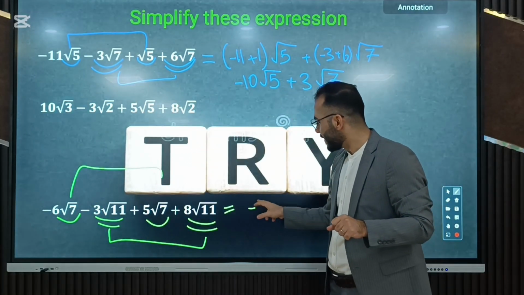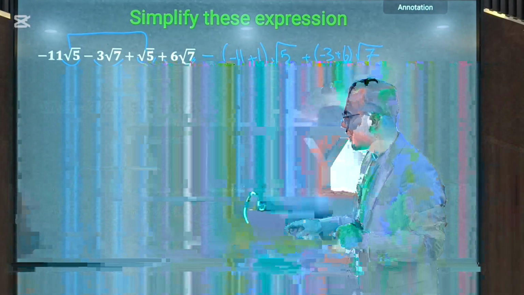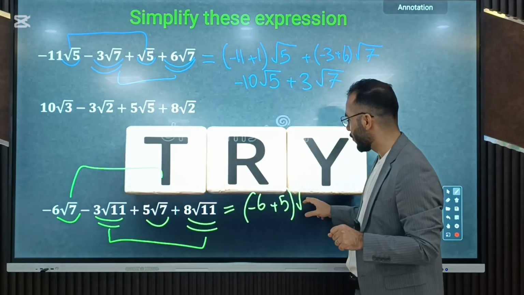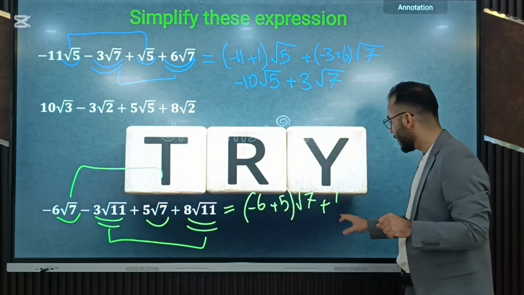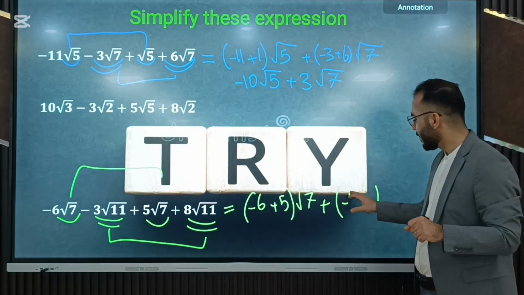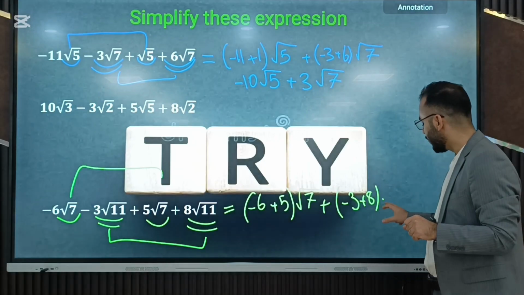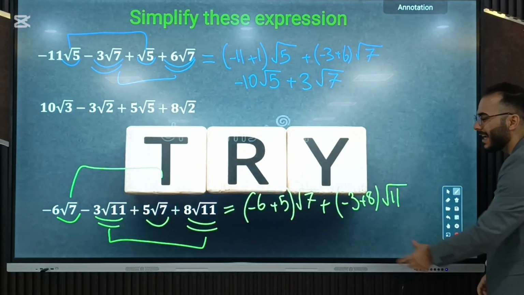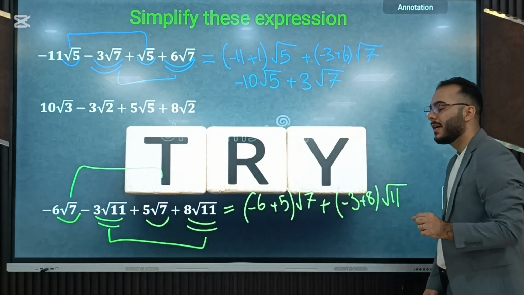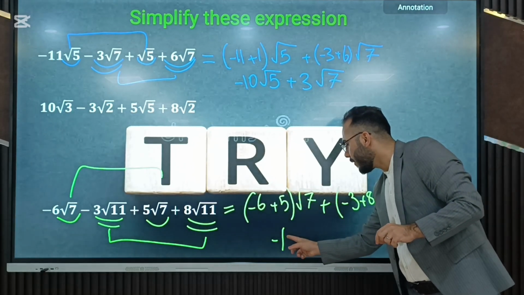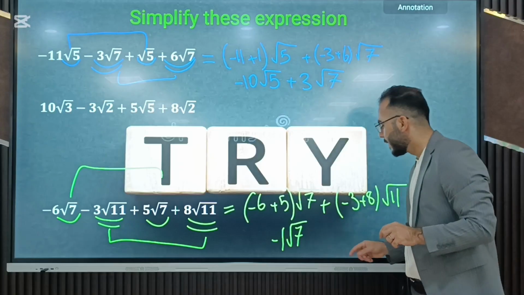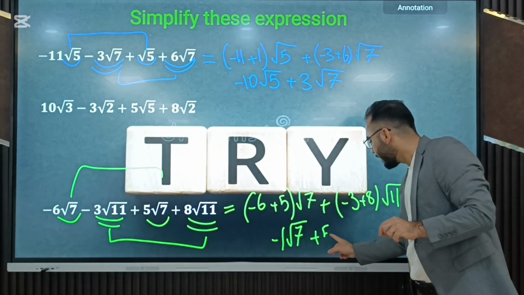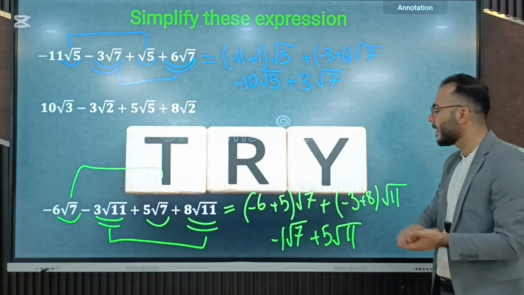Okay? So negative 6 inside the bracket plus 5, all times their common square root, which is square root of 7, plus bracket negative 3 plus 8 multiplied by their common square root, which is square root of 11. So negative 6 plus 5 is going to be negative 1 square root of 7. Negative 3 plus 8 is positive 5 square root of 11.